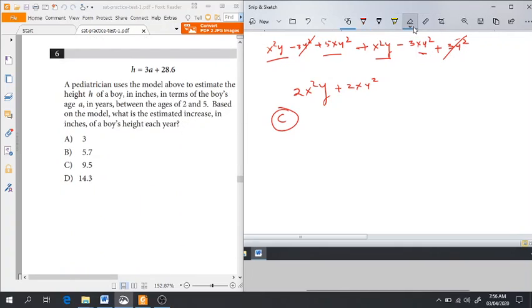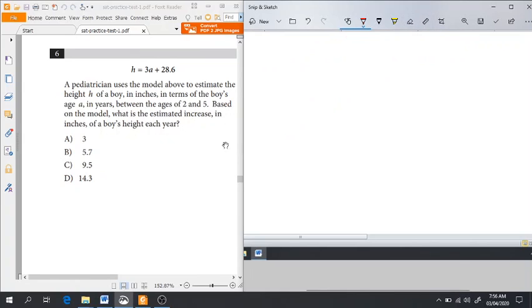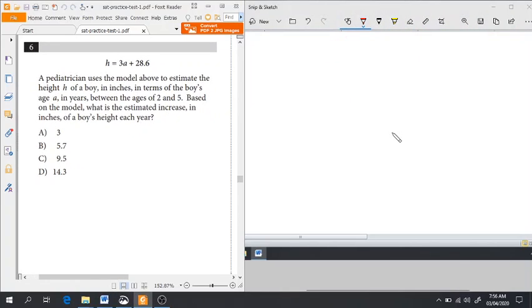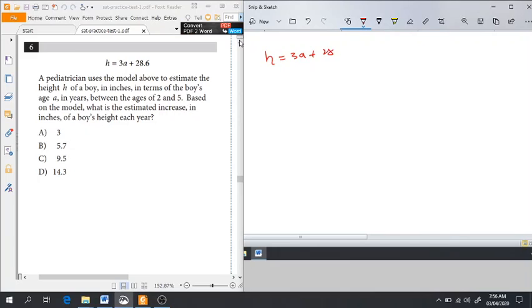Right, so question number 6. Question number 6 says H is equal to 3a plus 28.6. A pediatrician uses the model above to estimate the height H of boys in inches in terms of boys' age A in years between the ages of 2 and 5. Based on the model, what is the estimated increase in inches of the boy's height each year? So the expression says H is equal to 3a plus 28.6.